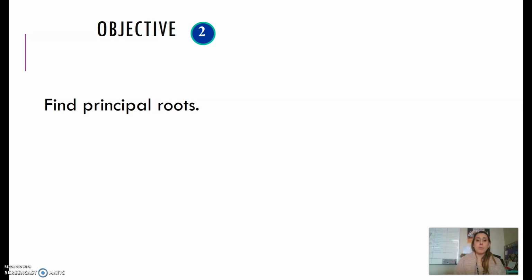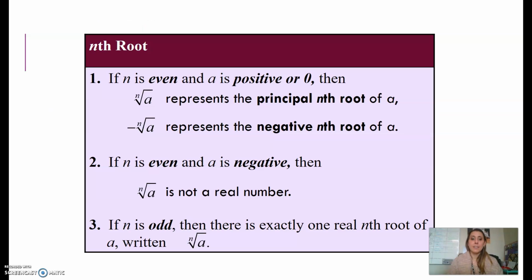Alright, so we're going to talk about principal roots. This is a fancy way of saying real solutions, so real solutions meaning not imaginary. So this is kind of a wordy thing that you want to put in your notes.